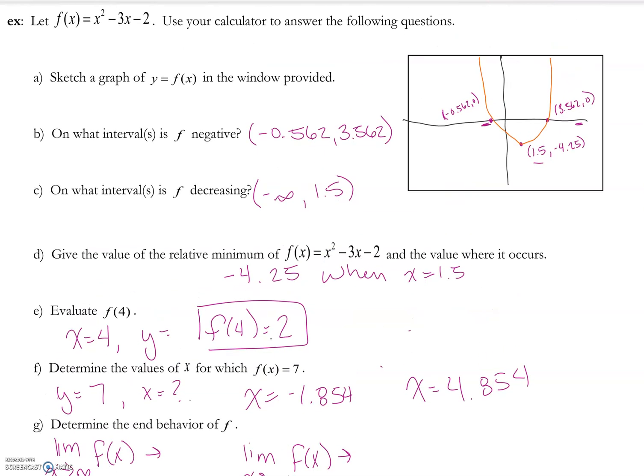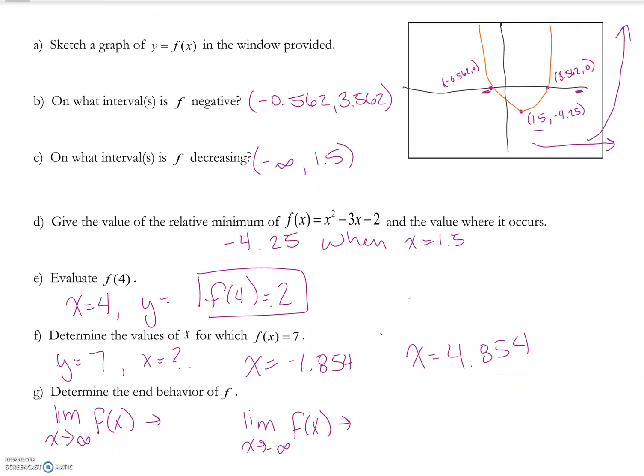So I look at my graph. As my eyes continue to go to the right, as the x's get super big, my eyes also are moving up, which means that the function itself is going to positive infinity. For the other one, as the x's continue to get very, very small, my eyes also go up, which means that on the other side of the graph, that limit is also approaching positive infinity.